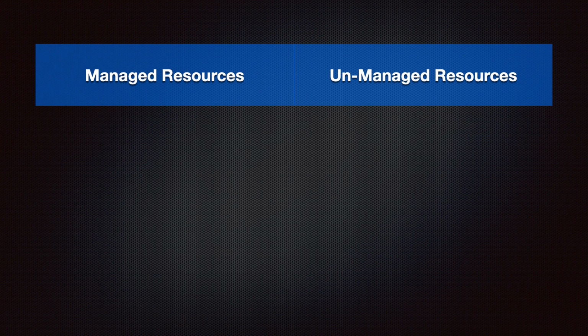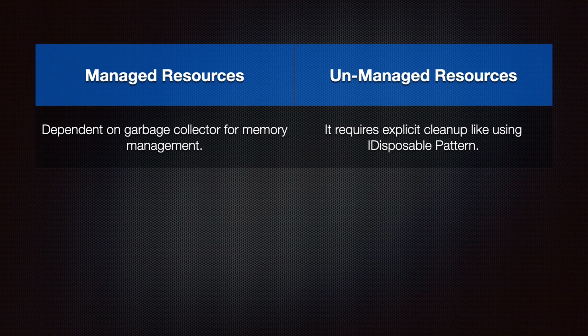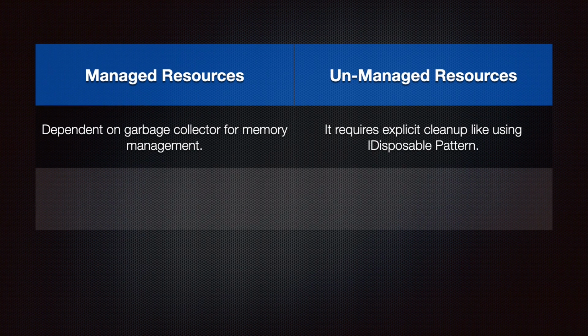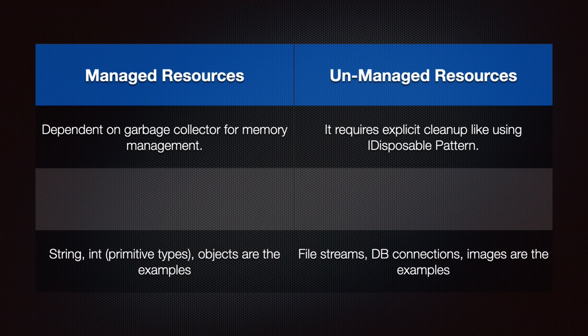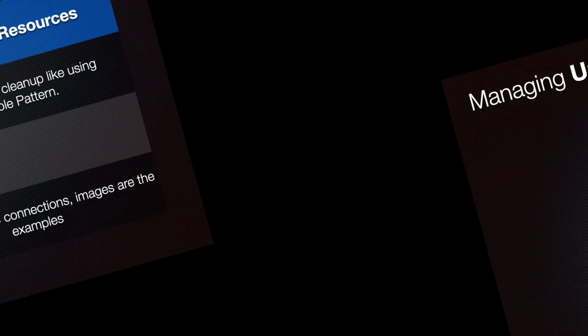So we can now see the key differences between managed resources and unmanaged resources. Managed resources depend upon the garbage collector for memory management, while unmanaged resources require explicit cleanup, like using the IDisposable pattern. Common examples of managed resources are string, int, and objects, while examples of unmanaged resources are file stream, DB connection, and images.